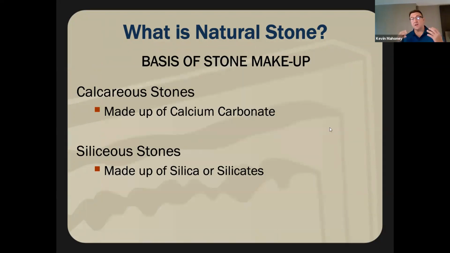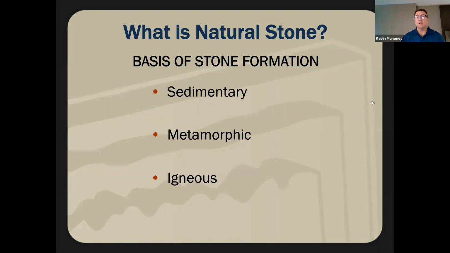We're going to talk about 2 mineral types of stone. And on this earth, there are 2 mineral types of stone. There's calcareous stones made up of calcium carbonate, and there's siliceous stones made up of silica or silicates. So there's 3 basic formations of stones. There's sedimentary, there's metamorphic, and there's igneous.